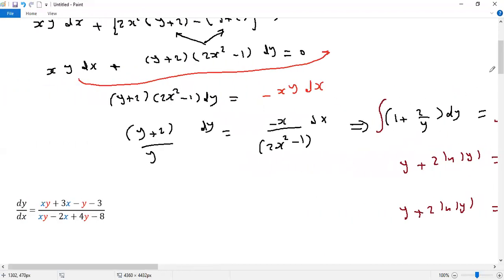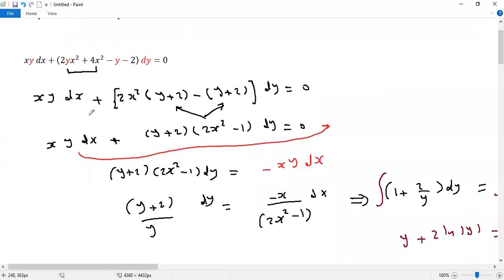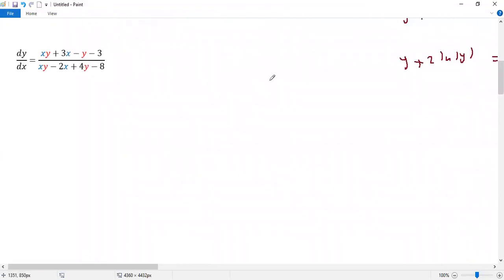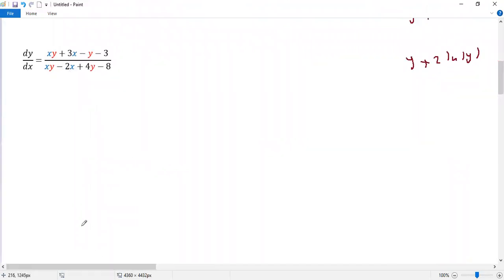Which example? The example is, again, xy dx plus (2yx squared plus 4x squared minus y minus 2) dy. It seems not separable, it cannot be solved by the separable method, but it can be solved if you factor, if you simplify. Example number 2 here. This one also seems like it cannot be solved by factoring or by the separable method, but it can be. If you look at the numerator here, the blue one, I can take x out.